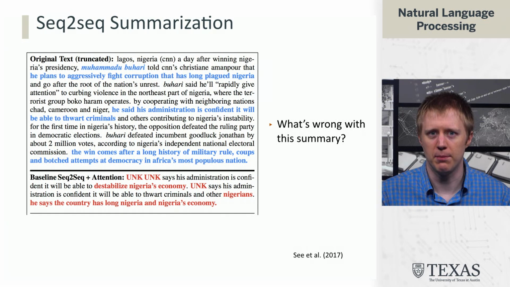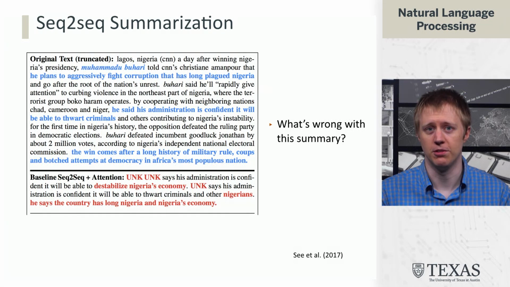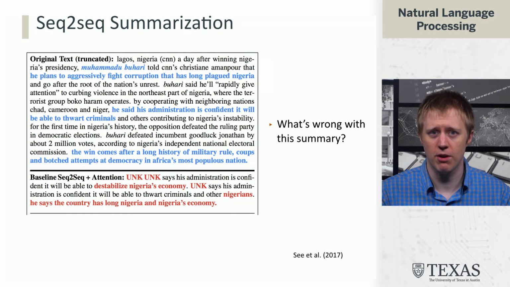In fact, if you look up above at this second or third blue highlight about halfway down, he said his administration is confident it will be able to thwart criminals. All right, that's very different from destabilize Nigeria's economy. This is one of the big issues with this type of summarization, that it might just lie to you. We'll talk about this issue in a future segment, but for now, the main issue is that it's just really not respecting the structure of the input here.